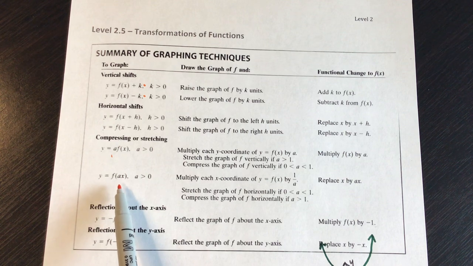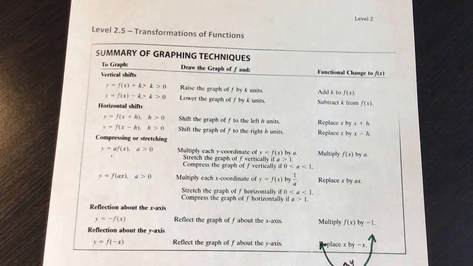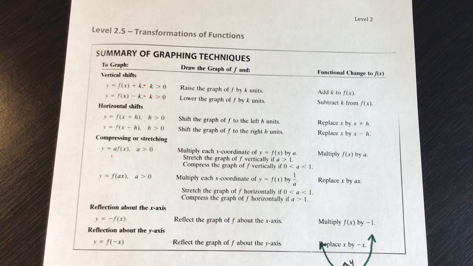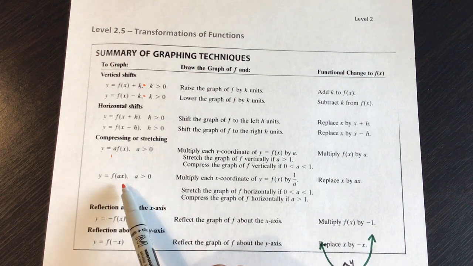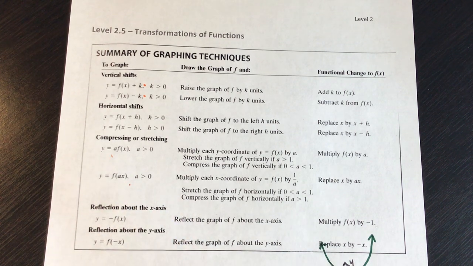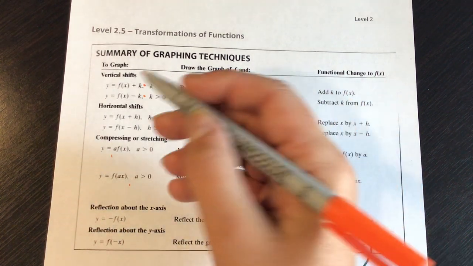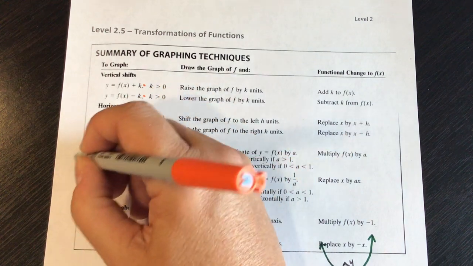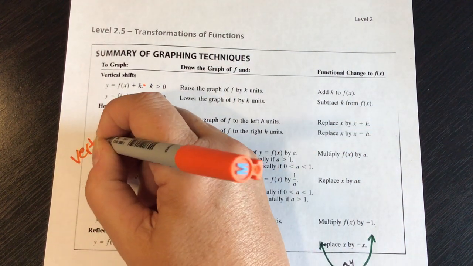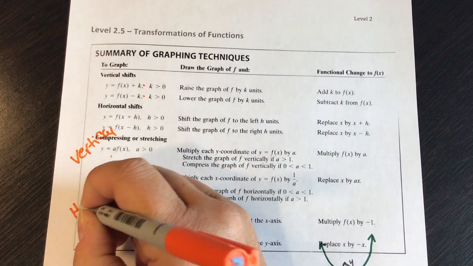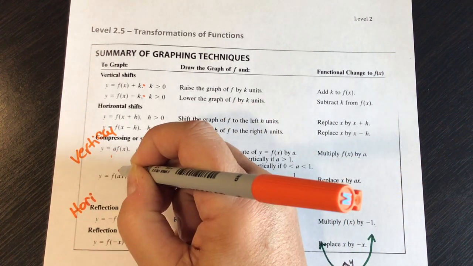If I multiply a number inside the function here, so if I multiply my a multiplied by x, this is going to be a horizontal stretch. So this is a vertical right here, and this one is horizontal.